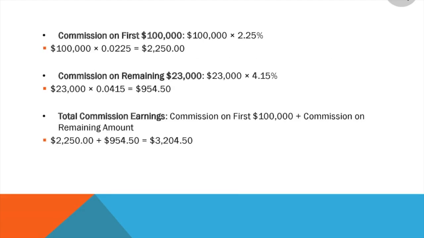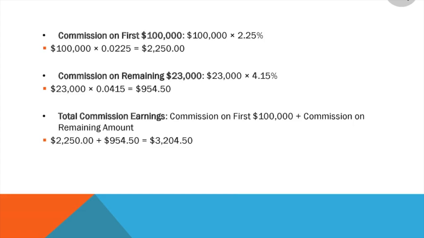For Greg's payroll calculation, we're going to be doing commission on the first $100,000, which is $100,000 times 2.25%. 100,000 times 0.0225 equals $2,250. And then the commission on the remaining $23,000 is going to be $23,000 times 4.15%, or $23,000 times 0.0415, which equals $954.5.